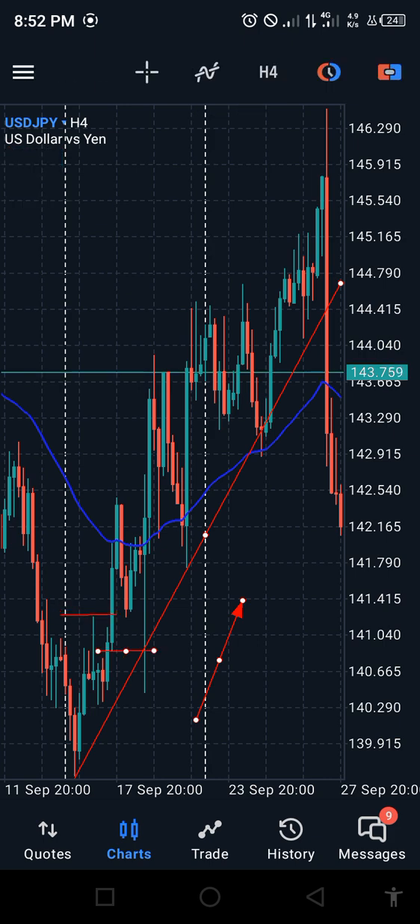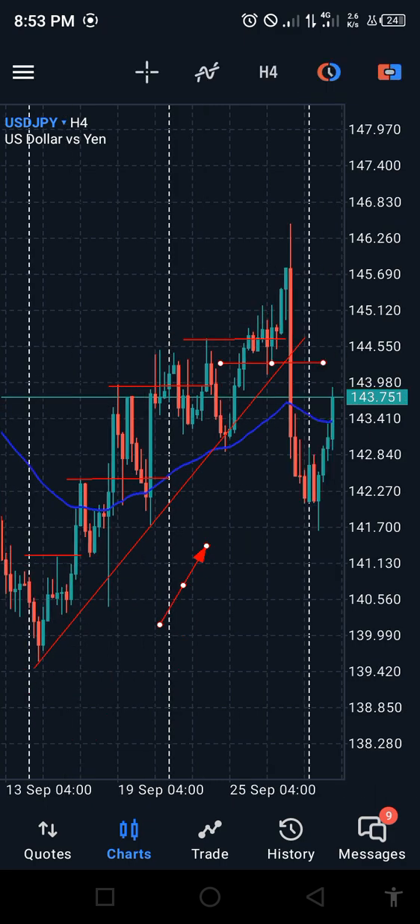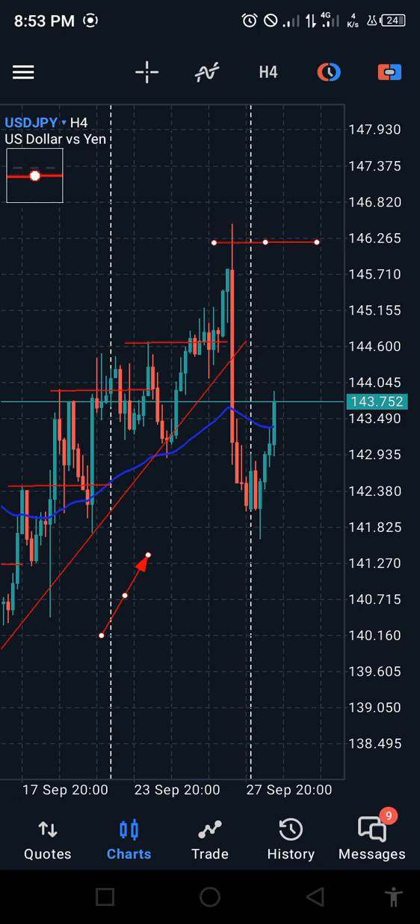Okay, this is another high here, another one. We keep seeing where they broke, right? Okay, and the last high, which was here. But guess what? The last high was not broken, but what was instead broken was the low.